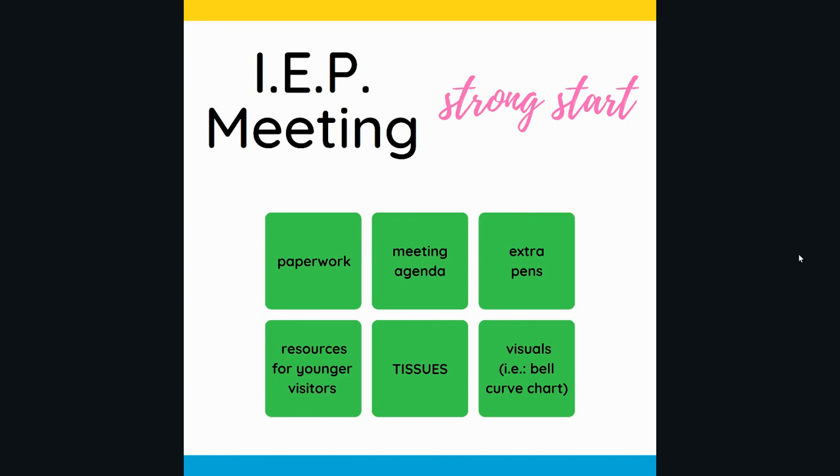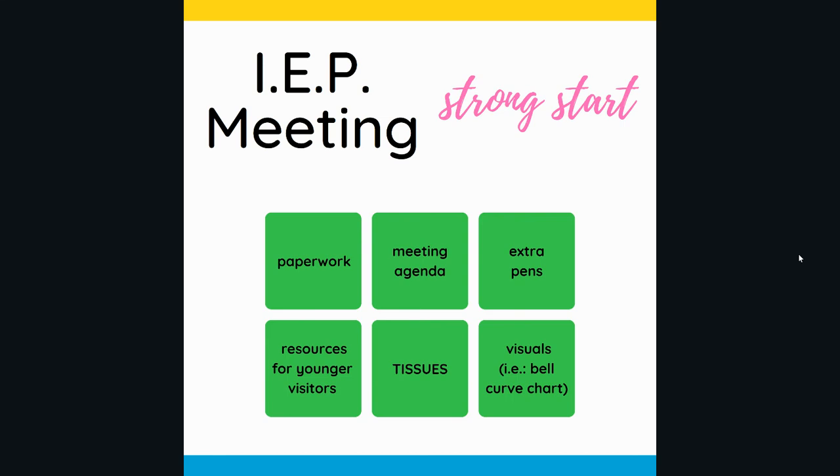Next up, tissues. Always important. You never know. This can be very emotional for all sorts of reasons, good, not good, anywhere in between. And the last is visuals. Anything that's going to help make the information that's being presented more accessible.